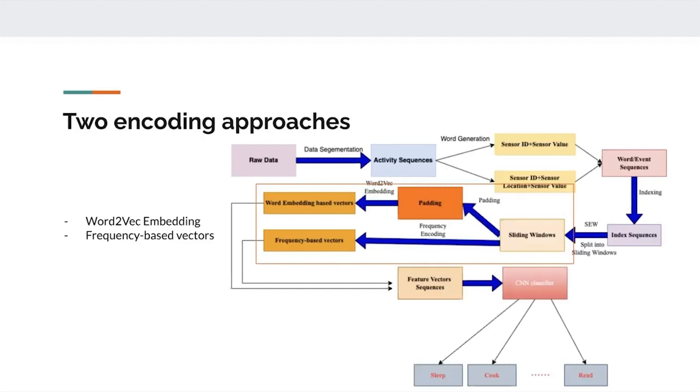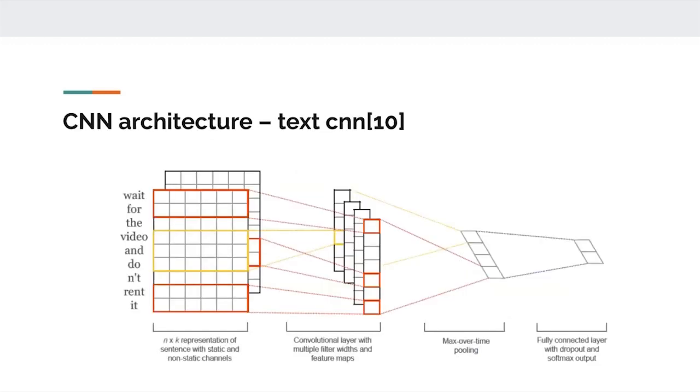As you can see, we compared the two encoding approaches. They generate different vectors. For the Word2Vec embedding, the vectors will be the embedding vector of each word. For the frequency-based vectors, each vector will be the frequency lists of each word in one sentence. We chose to use the text CNN architecture and modified it a little bit during the experiment. There is an embedding layer, convolutional layer, max pooling layer, and a fully connected layer.